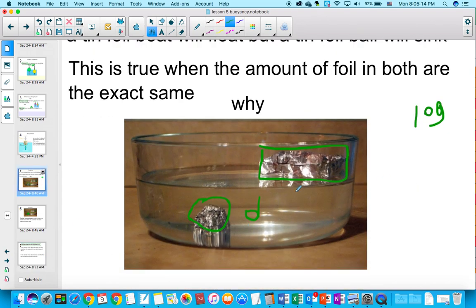So again here, even though it's the same mass and it's the same amount of material, the density of the boat is less than the density of the water, so the buoyant force pushes it up. While the density of the ball is greater than the density of the liquid, so the ball will sink.